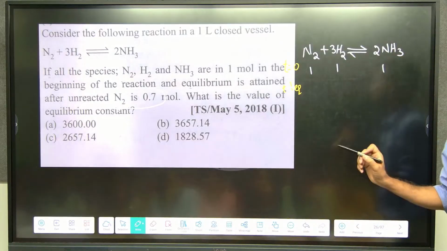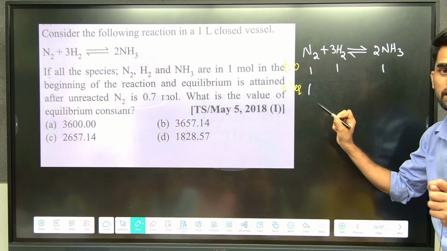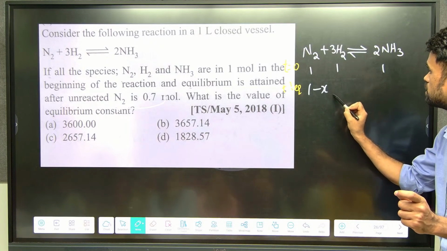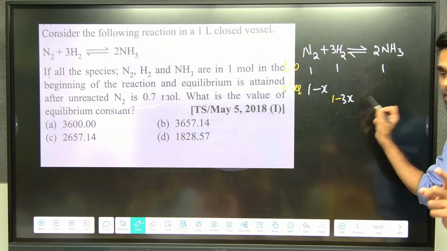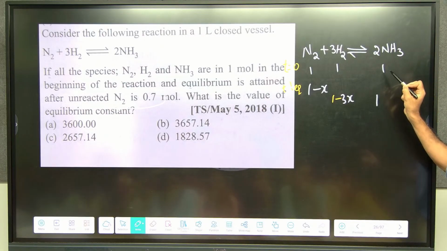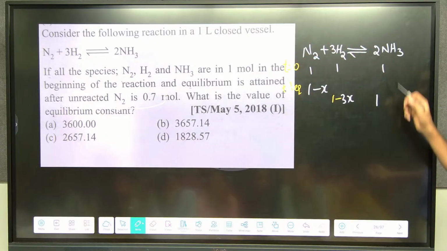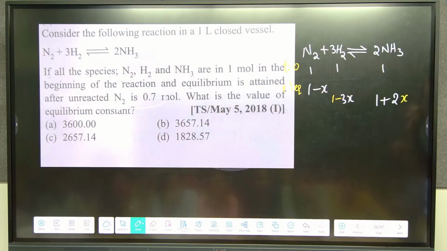0.7. It means, as I told you, at time t equilibrium, some amount is converted. How can you write that? 1 minus x. This one, how to write? 1 minus 3x. Is this clear, everyone? This one, 1 is there. Previously it is 0, 0 plus x we have written, that is x only. But here 1 plus 2x. Is this clear, everyone? Okay.